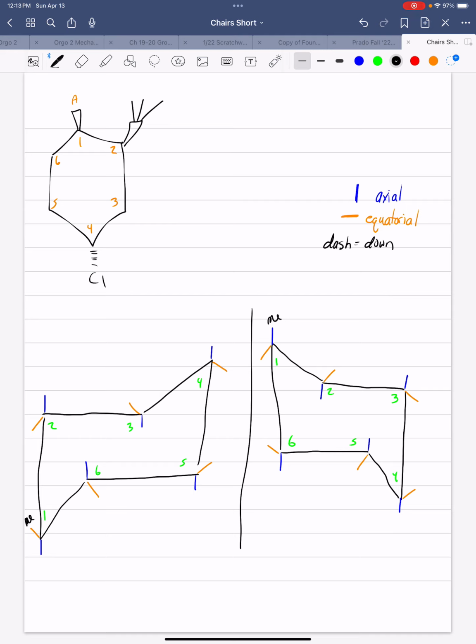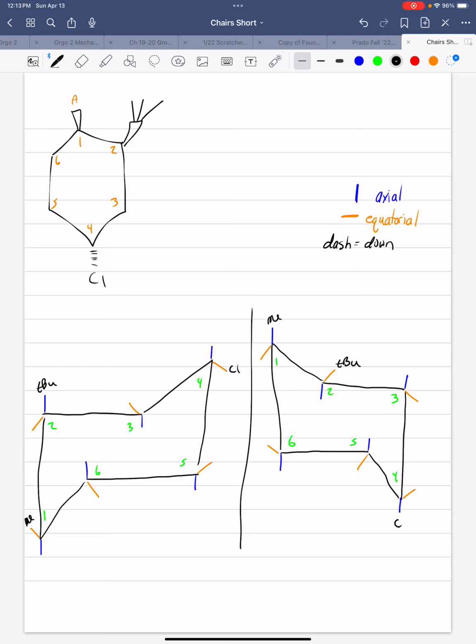So wedge up. We have a tert-butyl group on carbon 2 on a wedge, so wedge up. So we can just write TBU on the up position on carbon 2, and the up position on carbon 2 over here, TBU. And lastly, we have a chlorine dash down on carbon 4, so Cl on the down position here, and Cl on the down position here.